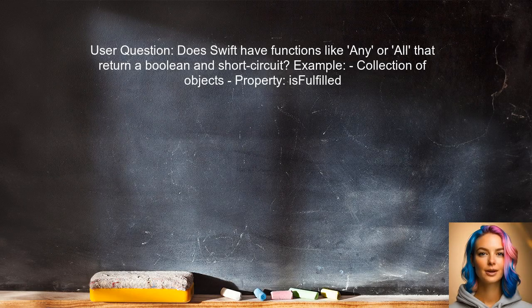Here's the specific situation we're looking at. One user recently asked if Swift has any functions like any or all that return a Boolean and short circuit when a condition is met. They provided an example with a collection of objects and a property called isFulfilled. Sound familiar? Let's explore this together.